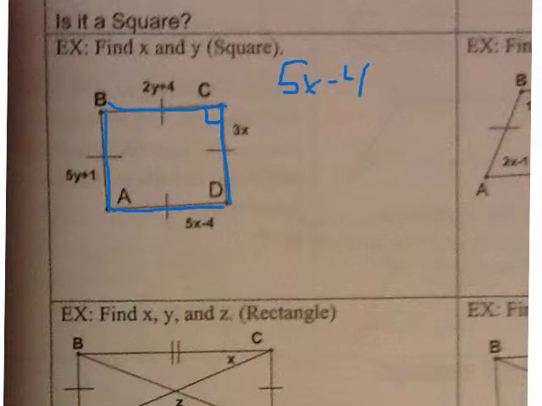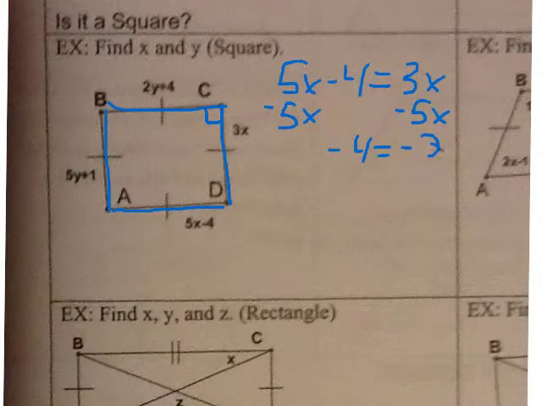5x minus 4 equals 3x. Subtract 5x, subtract 5x. I get negative 4 equals negative 2x. And when I divide by negative 2, I get that x equals 2.